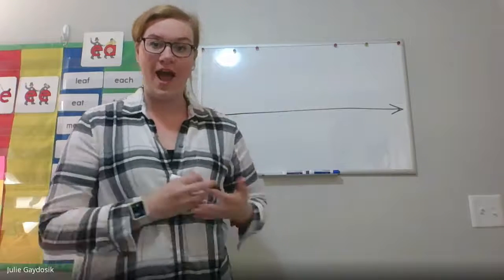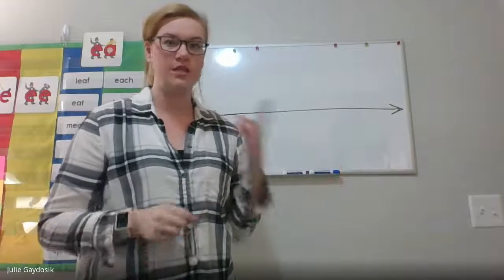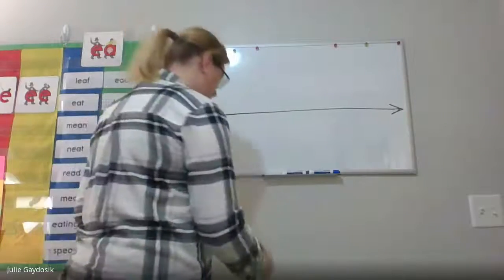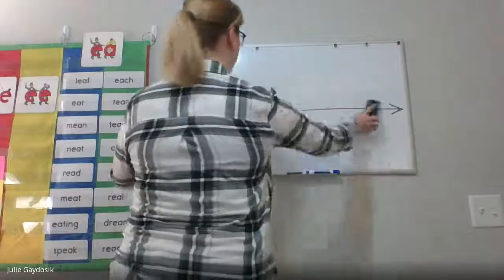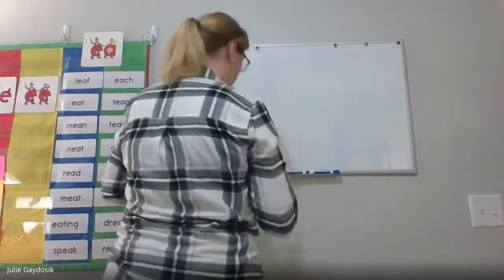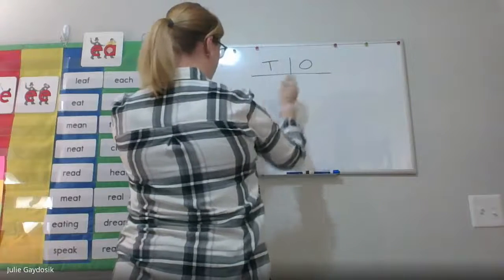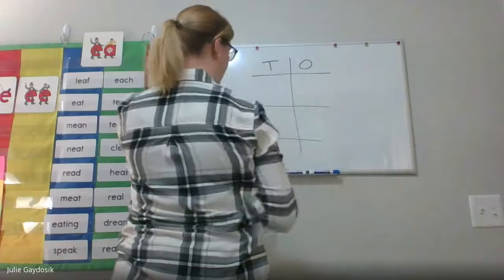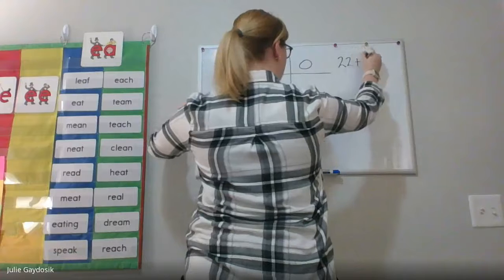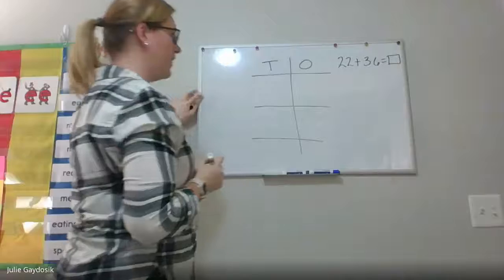We've been talking about adding two-digit numbers together. So yesterday we did talk about the two strategies. We talked about adding with base 10 blocks, which is when you solve the problems with a big tens and ones chart like this, right? So if we had 22 plus 36 equals unknown, right?